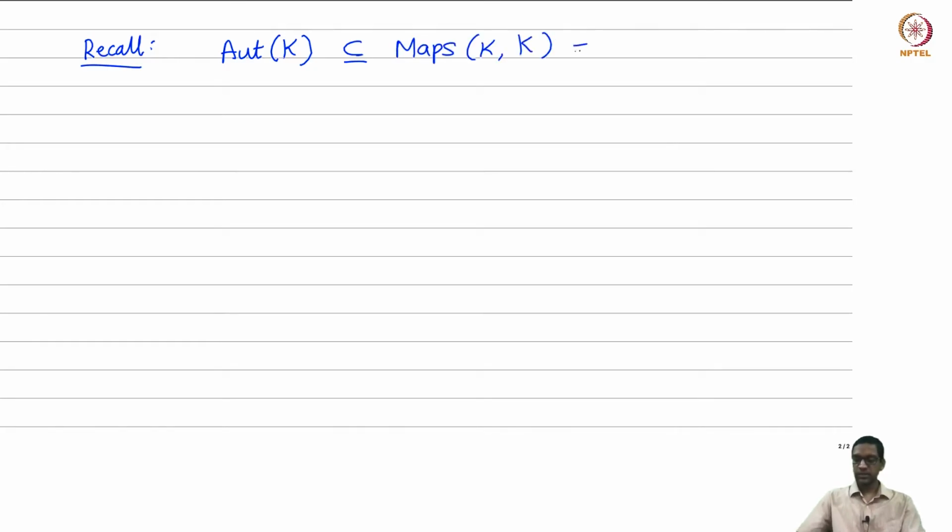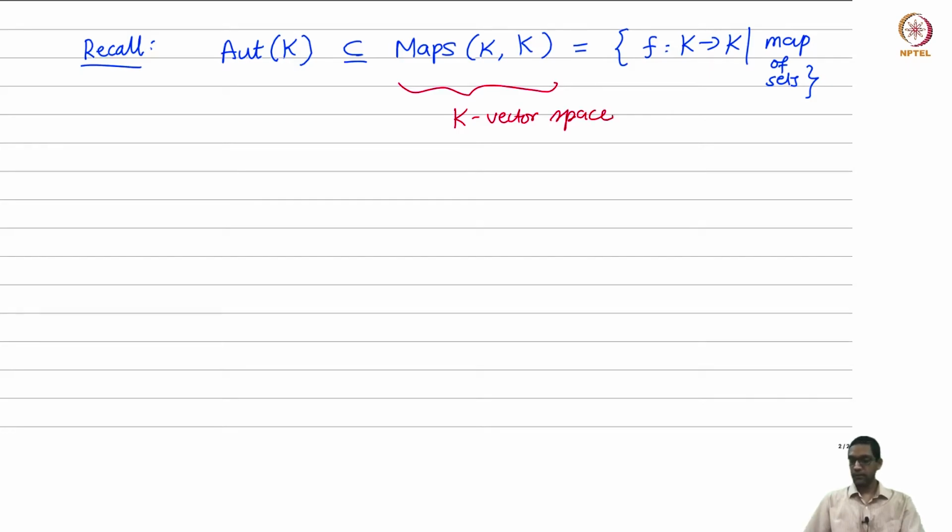Now recall the following: the group of automorphisms of K is a subset of what we call Maps(K, K), the set of all set maps, just functions from K to K, with no further structure. And we said that this is of course a vector space over K. As a corollary to our proof of linear independence of characters, we said that Aut(K) is actually a linearly independent subset of this K-vector space Maps(K, K).